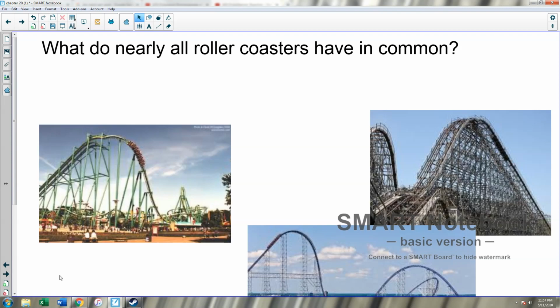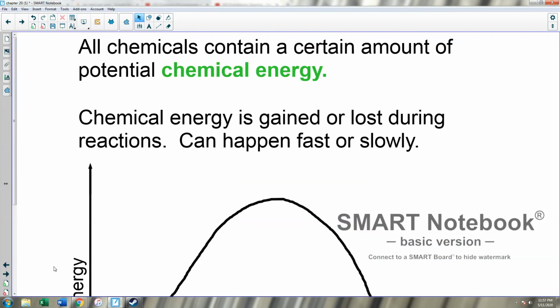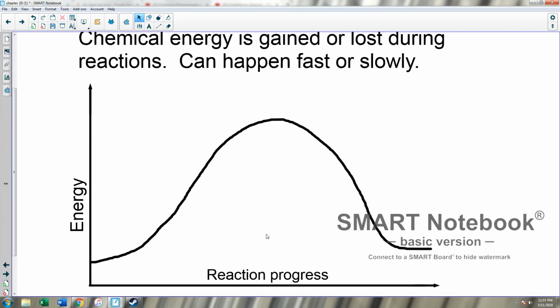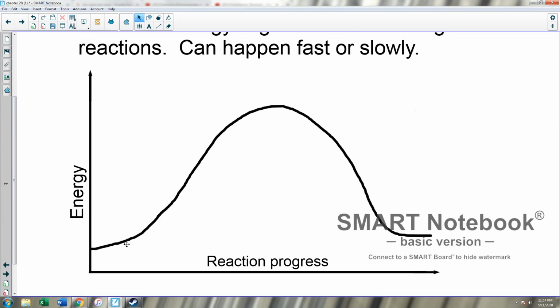So you have to push the rock just a little bit, but after that, it's going to roll all by itself. Okay, so all chemicals contain a certain amount of chemical energy, which is basically potential energy. And so during a chemical reaction, you have to put a little bit of energy in, and then the rest of the reaction happens by itself.